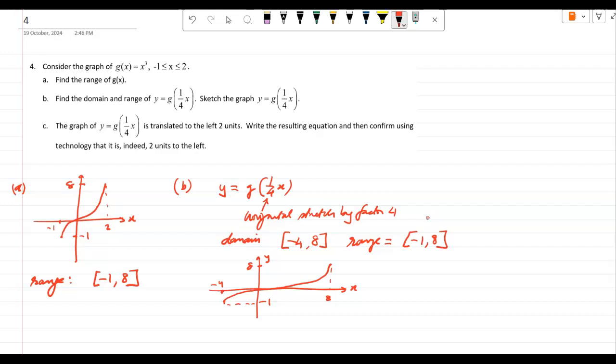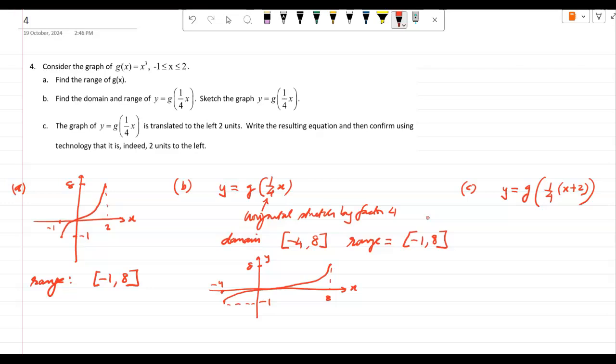Very good. The graph of this is translated 2 units to the left. If it's translated 2 units to the left, it changes the domain. So write the resultant equation first. What will my equation be? 1/4 x plus 2. But that x you have to replace by x plus 2. It means -2, it's going to the left. Exactly, because for the horizontal you have to do the reverse. So the domain. This is your resulting equation.